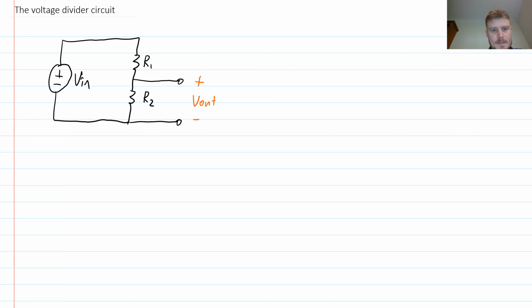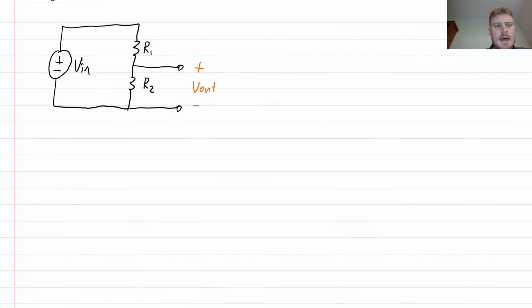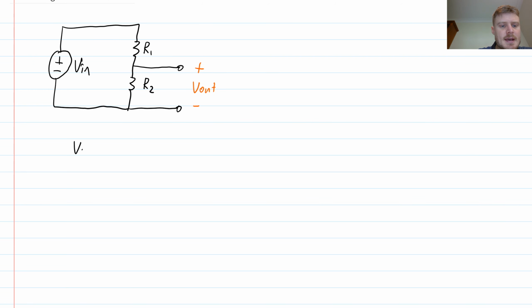So once I've defined and set up this circuit, I now have a thing called a voltage divider. And the way that a voltage divider works is that my output voltage V out is given by this equation. So I have V in multiplied by the resistance across which my output is defined, in this case it's R2, divided by the total resistance, that's R1 plus R2.